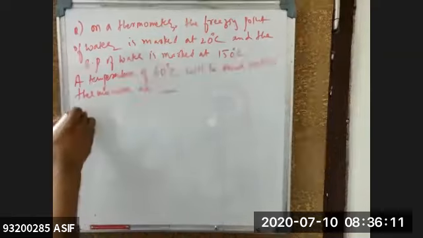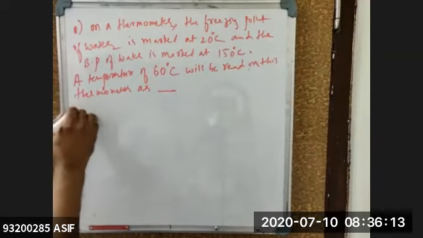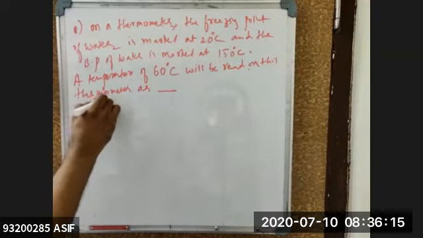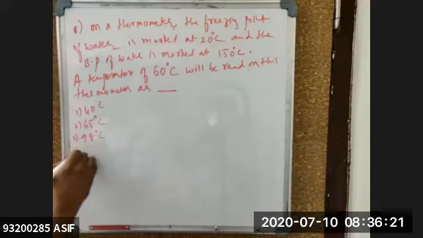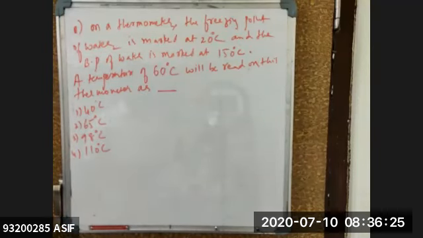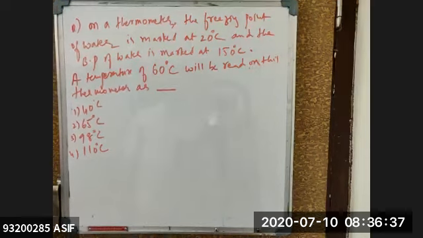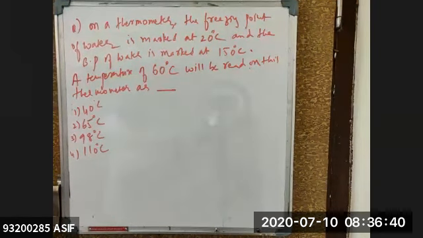Thermometer as dash. We'll give the options for this one: 40 degrees centigrade, 65 degrees centigrade, 98 degrees centigrade, and 110 degrees centigrade. On a thermometer, the freezing point of water is marked at 20 degrees centigrade and the boiling point of water is marked at 150 degrees centigrade. It will read on this scale, on this thermometer, as how much?